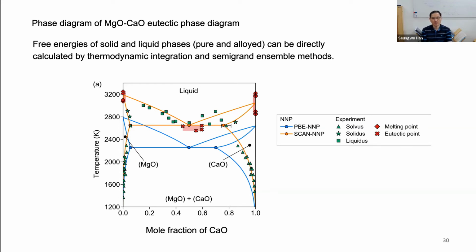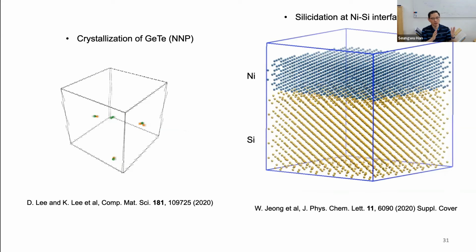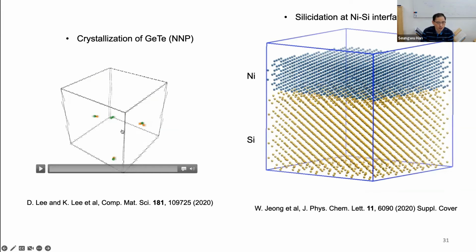Okay, and this is another demonstration. We are still using the machine learned potential. This is crystallization of germanium telluride. This is the famous phase change material. It very rapidly changes phase from amorphous to crystal. And here, this is a simulation of the crystallization process. And there are empty parts. This is not really empty, but they represent the amorphous region.